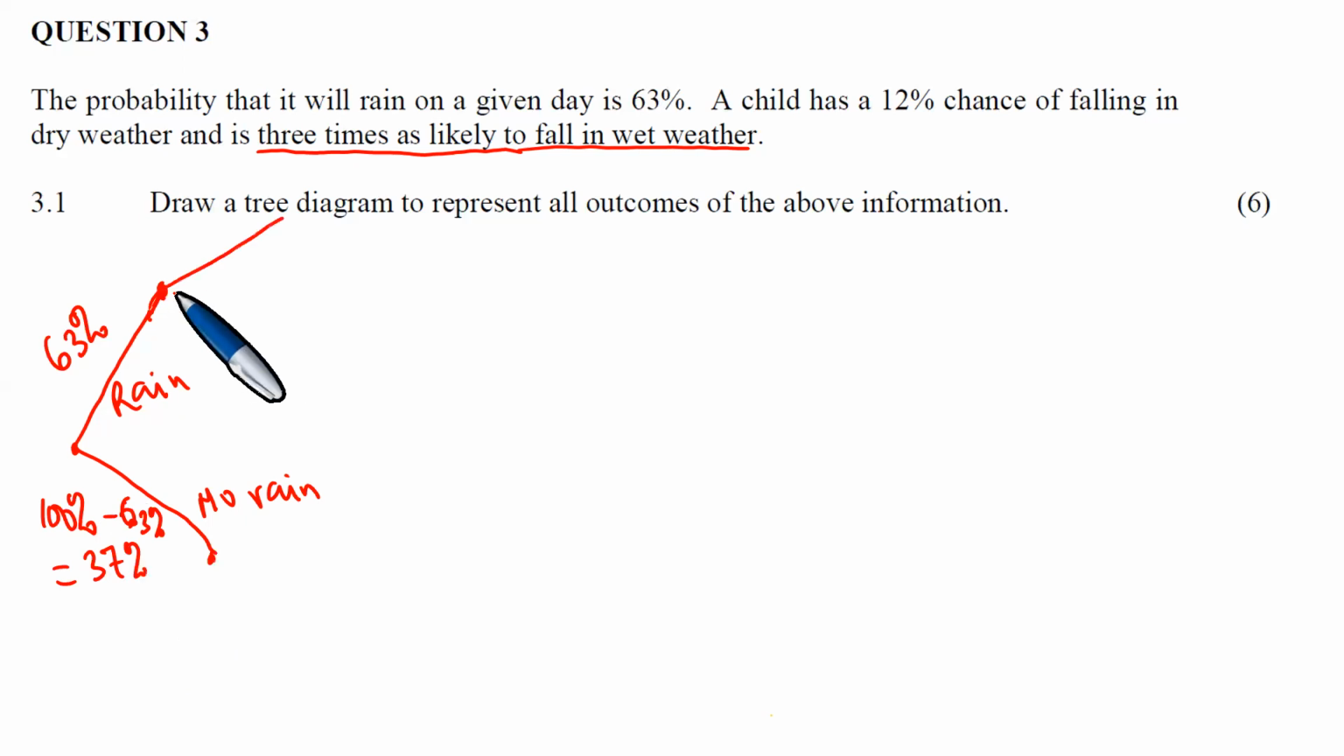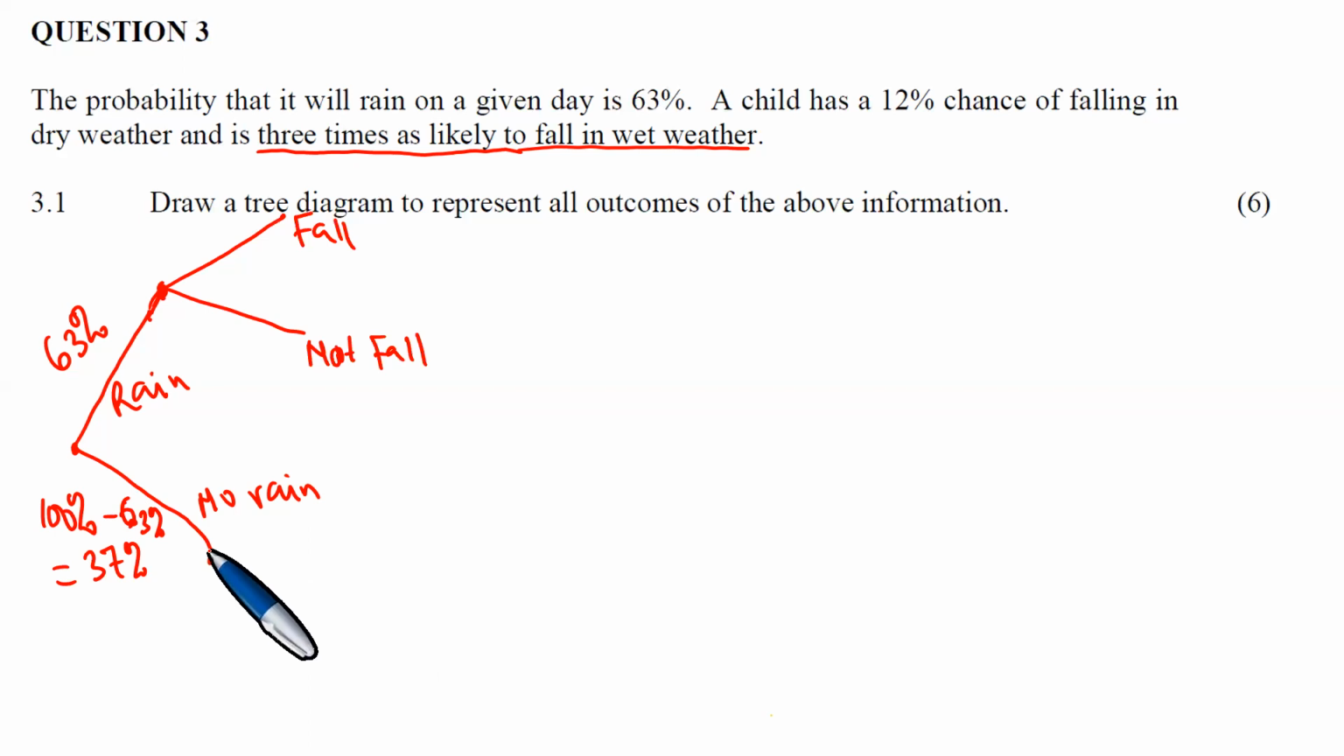So the probability of a child falling: the child might fall, the child might not fall. Either the child falls when they're walking, or the child does not fall. So a child has a 12% chance of falling in dry weather.